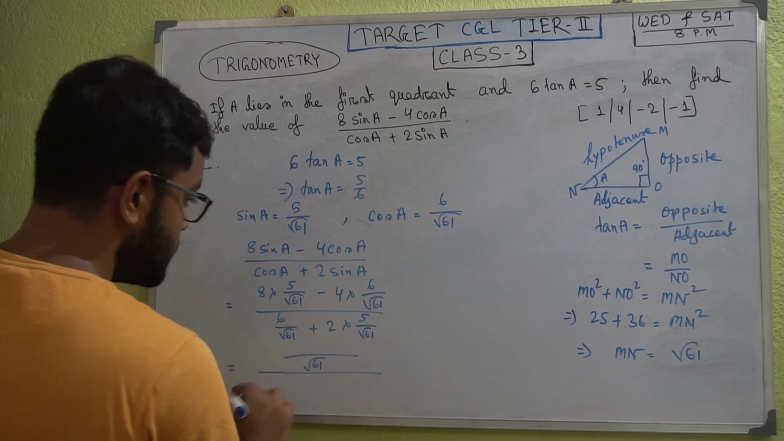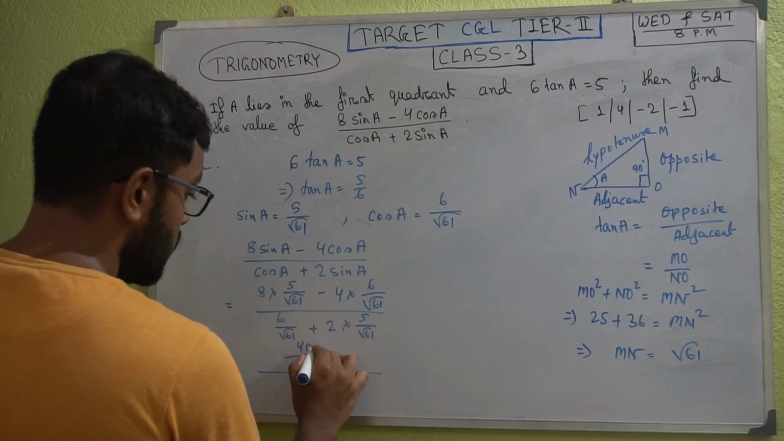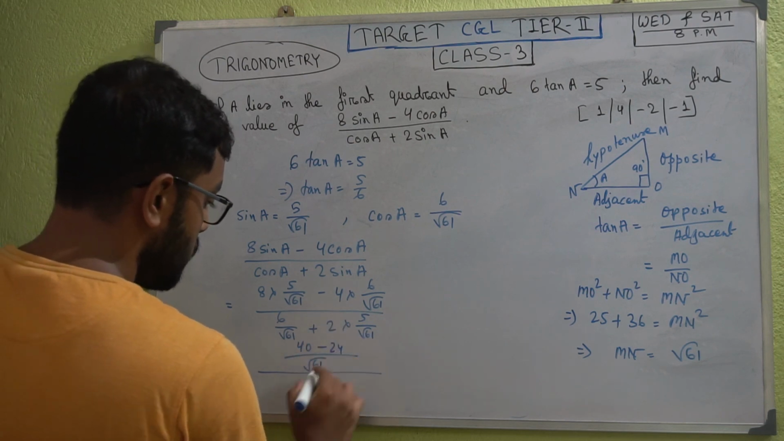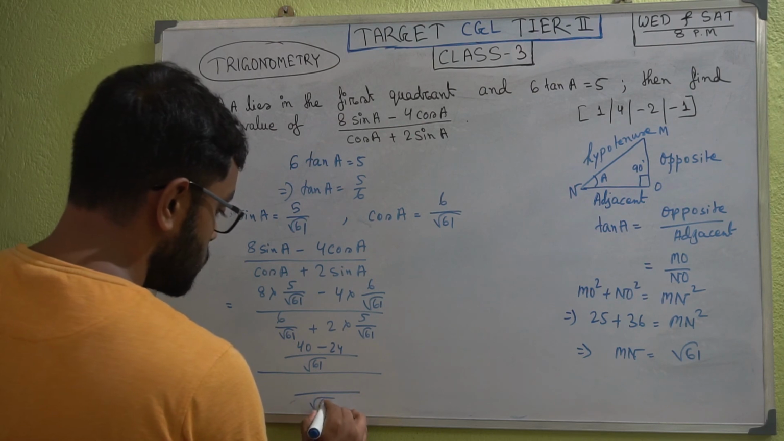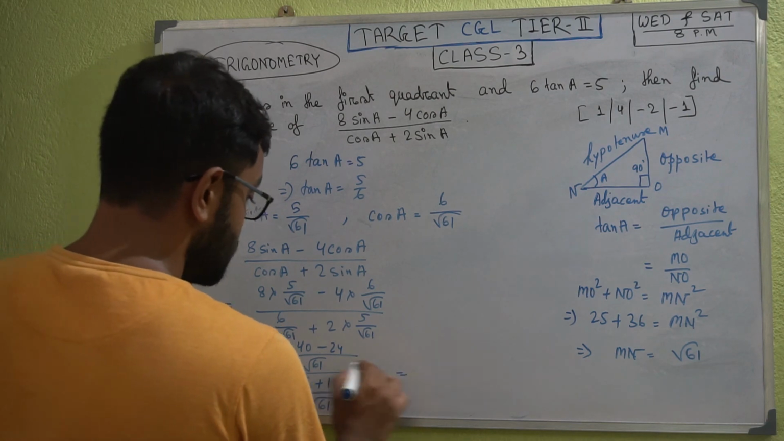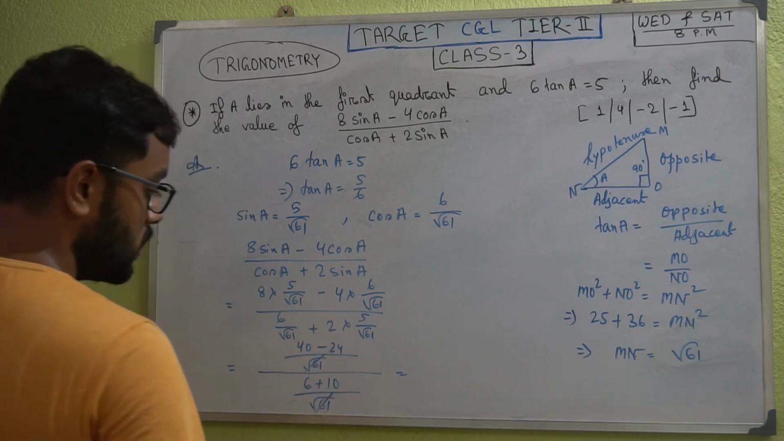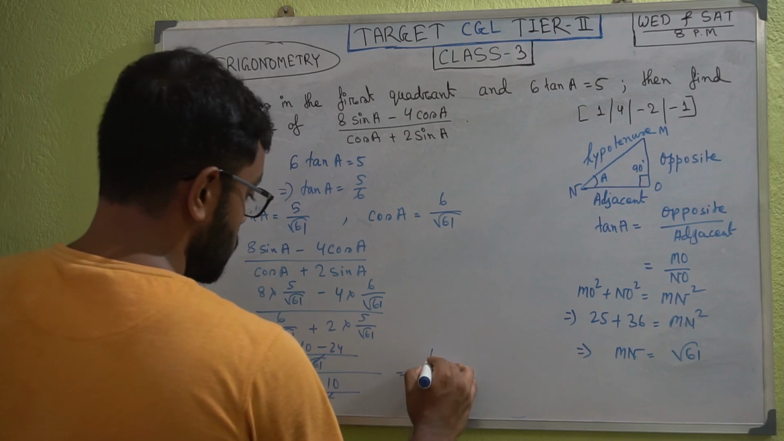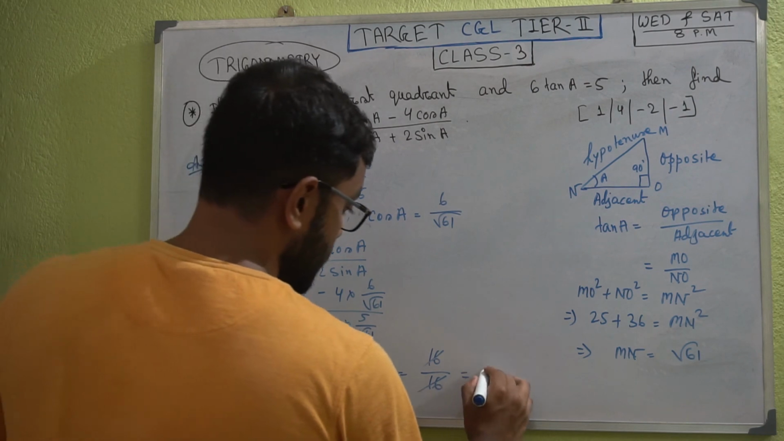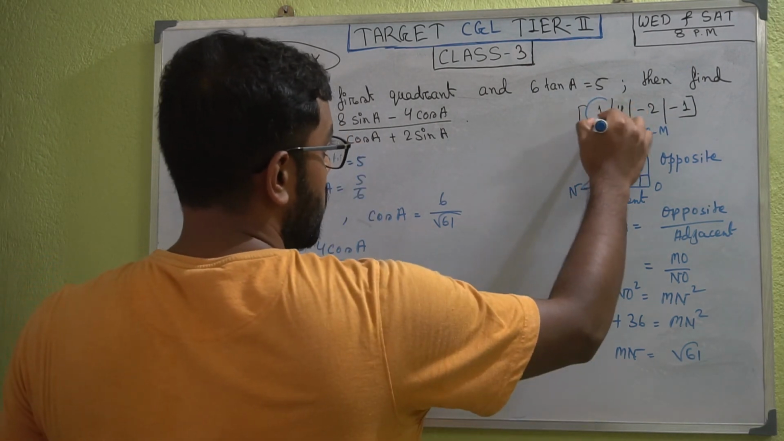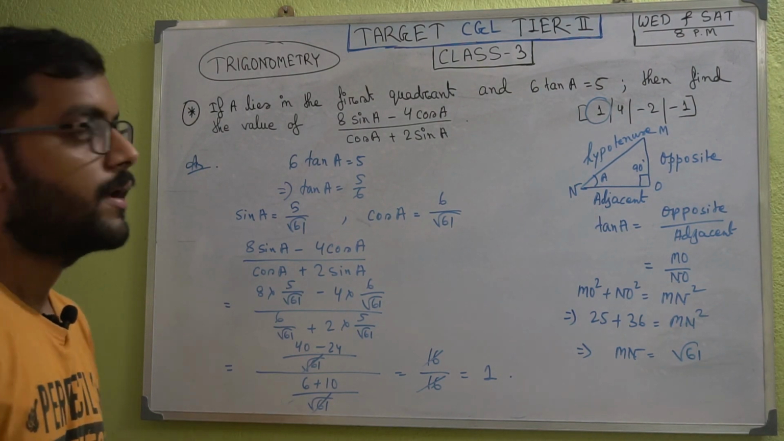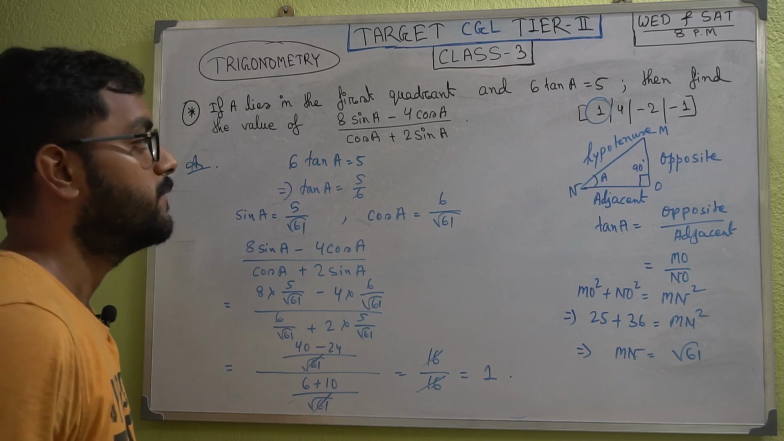root 61 is the LCM, and 8 into 5 40, minus 4 into 6 24, and here 61 is also the LCM, and here 6 plus 2 into 5 10, that is 61 and root 61 is eliminated. 40 minus 24, that is 16 by 10 plus 6 16, eliminated, equal to 1. So here 1 is the value, and 1 is the answer. Okay, very good problem, so look at it very carefully.